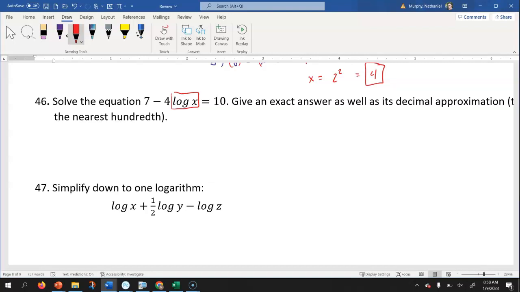So I'm going to start by subtracting 7 from both sides. When I do that, I get negative 4 log of x equals 3. I want to get that log by itself, so I'm going to divide both sides by negative 4 now.